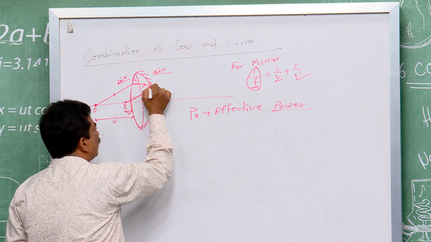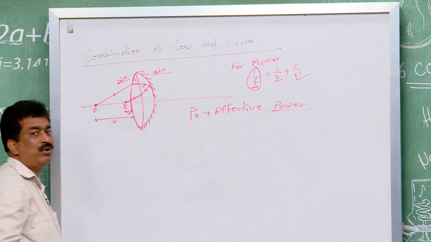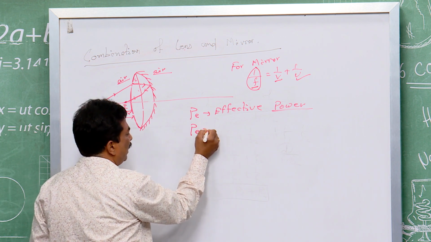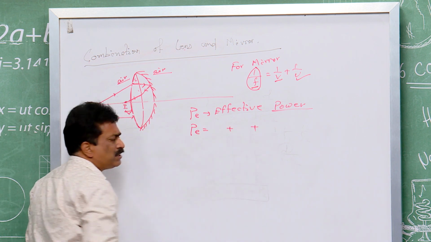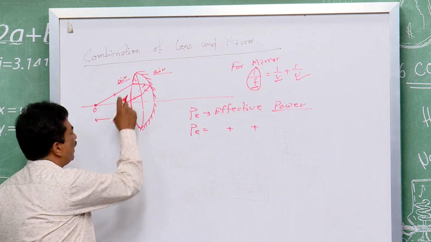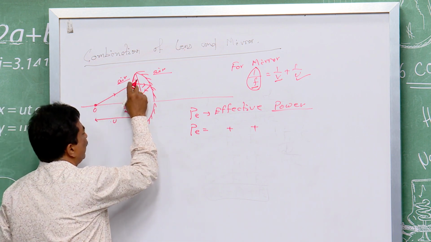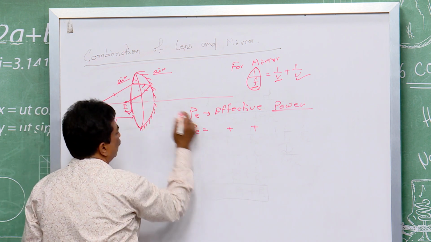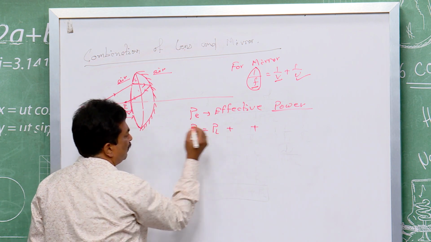Again it goes through the mirror, and again it comes through the lens. Therefore, the effective power is the sum of the individual powers. The first one means the first refraction is taking place through the lens. So that is the power of the lens.